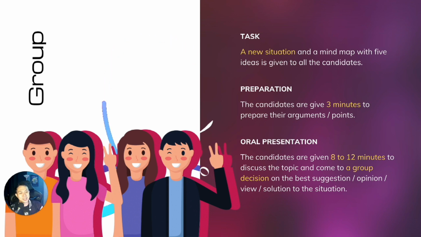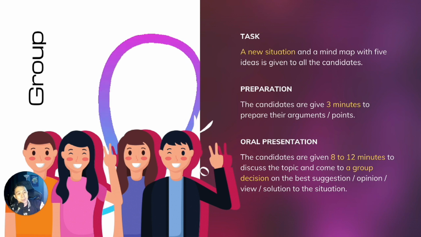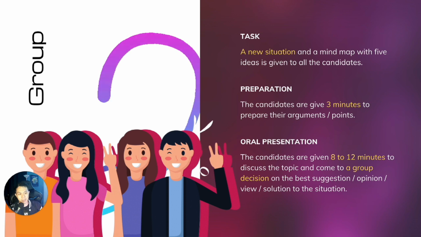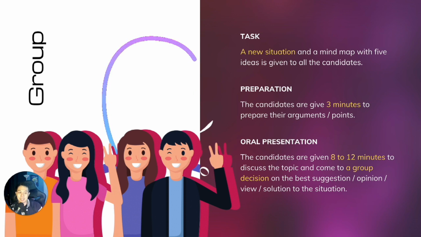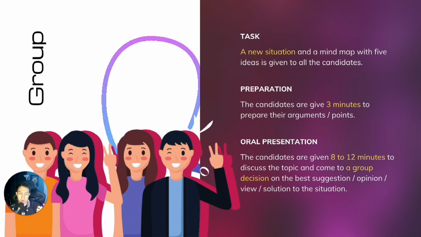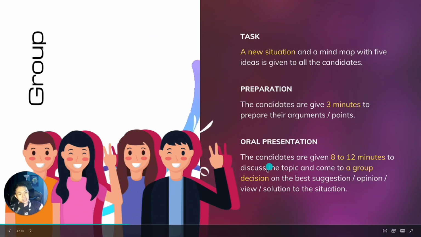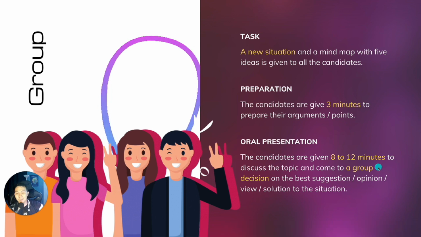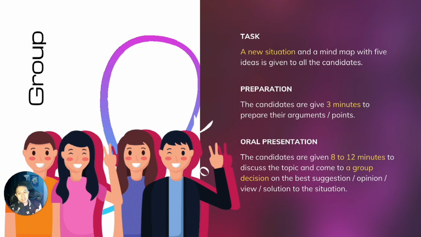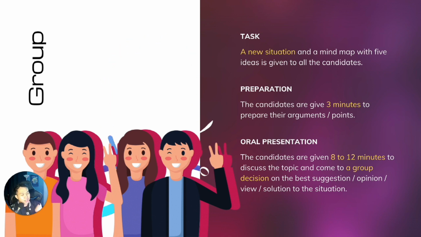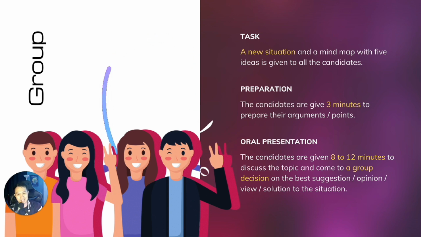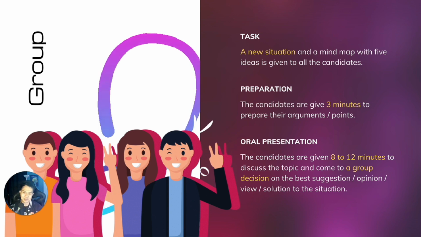Alright, oral presentation, as you can see in front of you. The candidates are given 8 to 12 minutes to discuss the topic and come to a group decision on the best suggestion, opinion, view, or solution to the situation. Over here, the most important thing is to come up with a group decision. That means at the end of the 12 minutes, or minute 11, 12, everyone must come to one decision collectively together as a group. Alright.